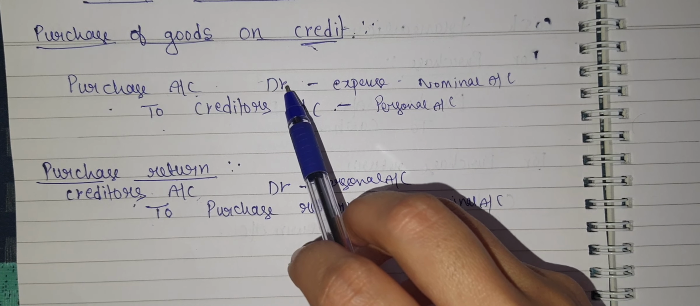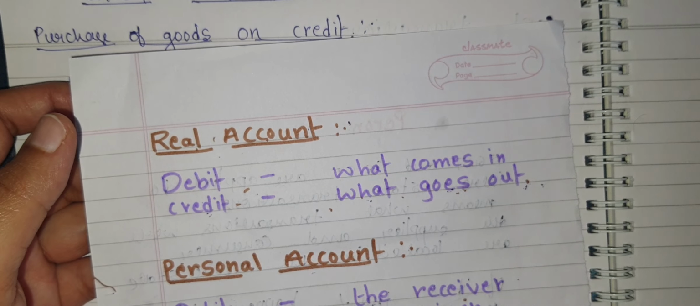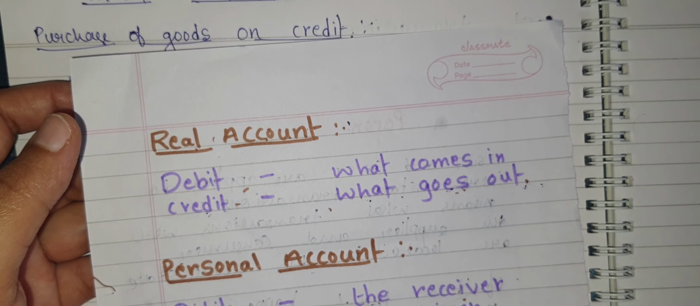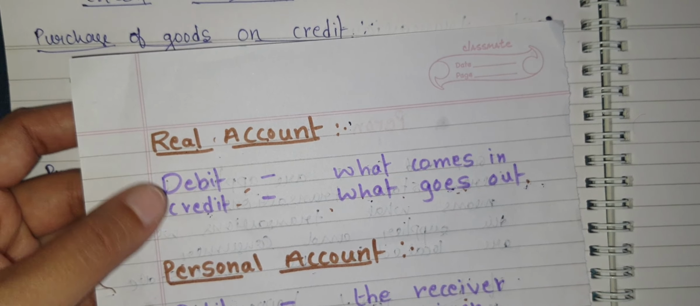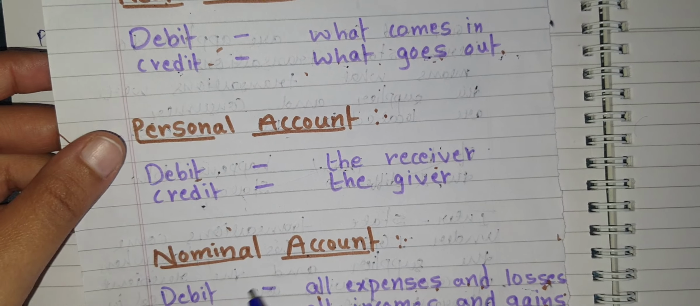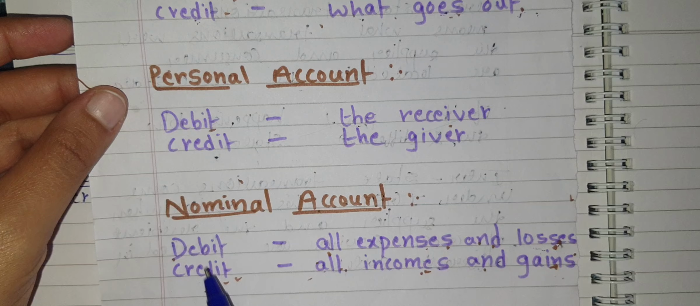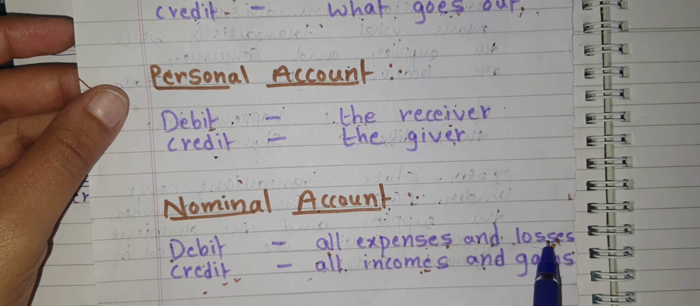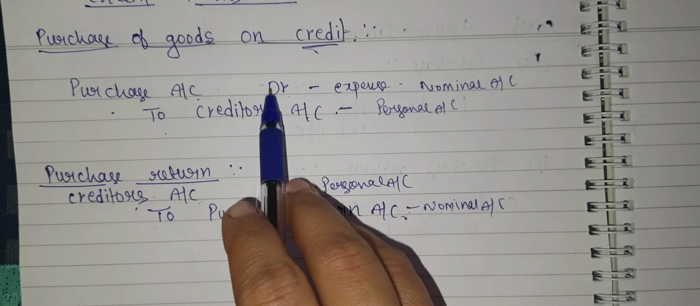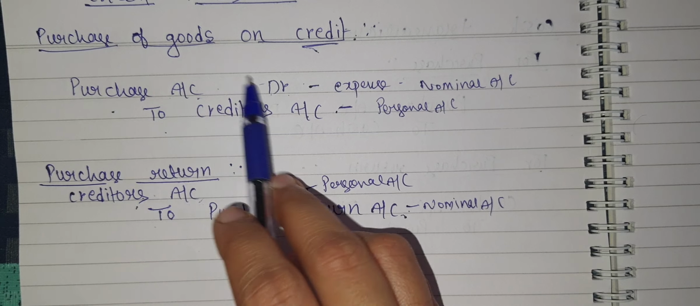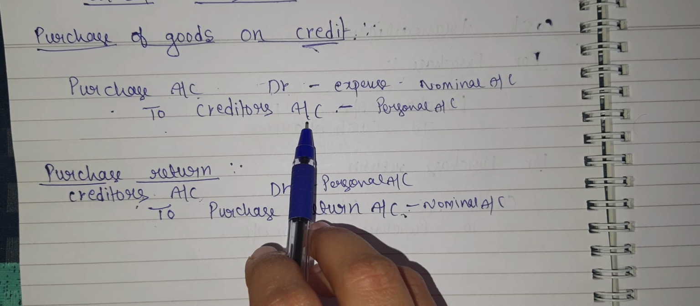See now, purchase account debtor. Why have we debited the purchase account here? Because purchase account is an expense. So it falls under nominal account. The rule of nominal account is debit all expenses and losses. So we have debited the purchase account, and to creditors account.